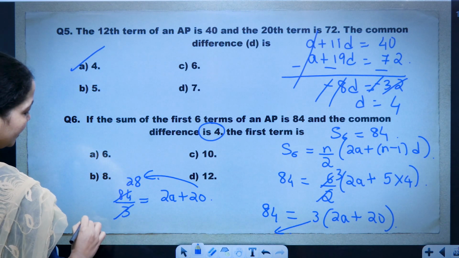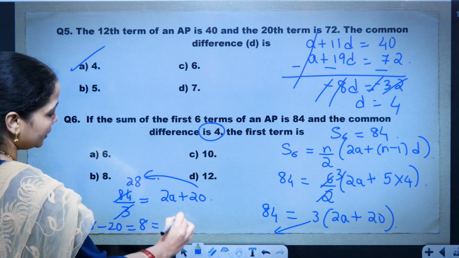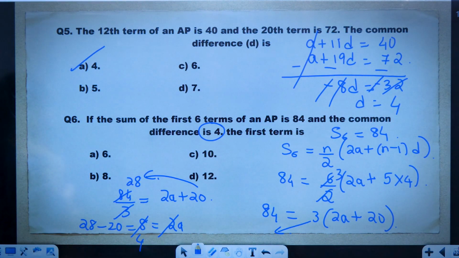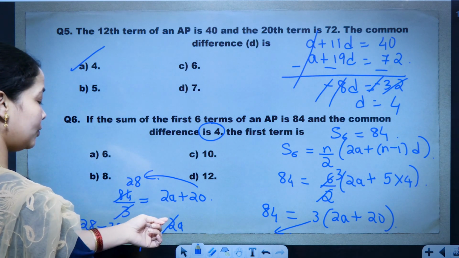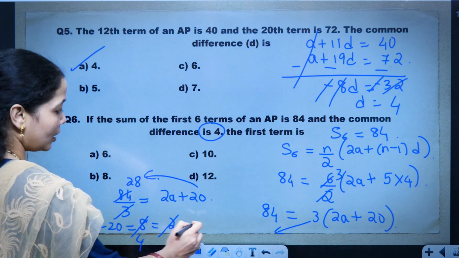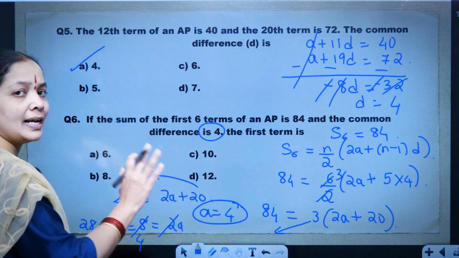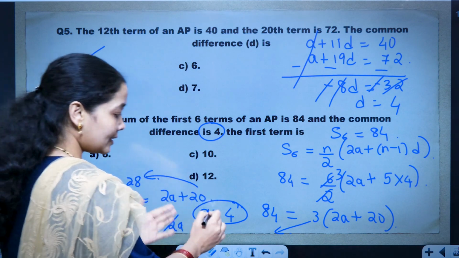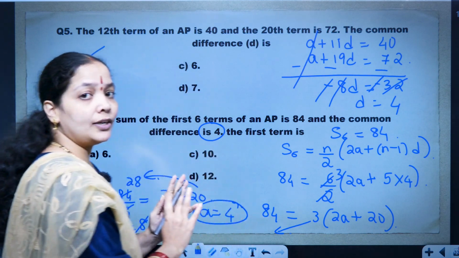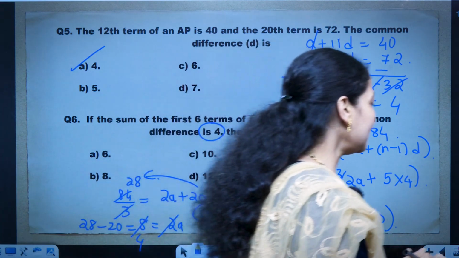Taking 20 to the other end, 28 minus 20 is giving me 8 equal to 2A. 2 1s are 2, 2 4s are 8. So A is 4, but we don't have that in the options. I think the question is misprinted. We'll take the answer as 4 itself and not rely on the options given in the question. Moving on to the next question.